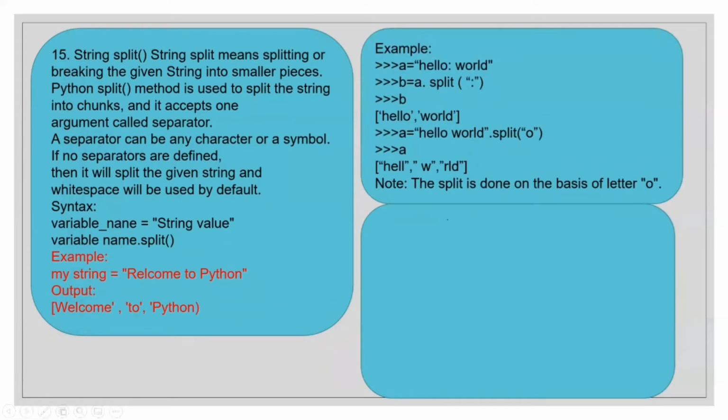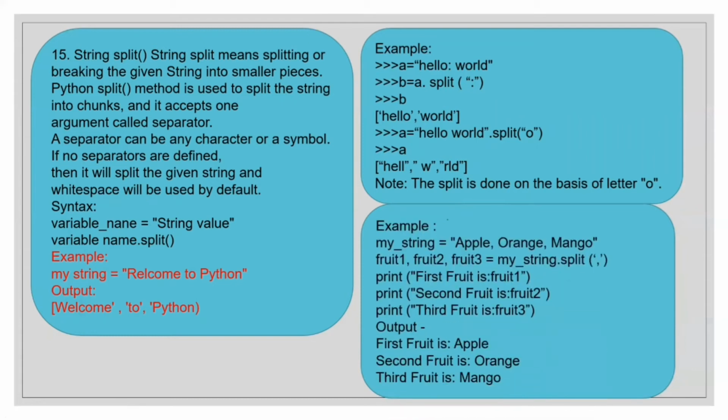So this is an example. Now if I write "hello:world", and I want to split it at the colon, it's going to print like this. If I write "hello world" and I want to split at O, it's going to do like this. So the split is done on the basis of the letter O in this condition. It just splits at the condition which is specified to us. There are some other examples also, you can have a look here. It is splitting at a comma. This is good, we are going to do this example.